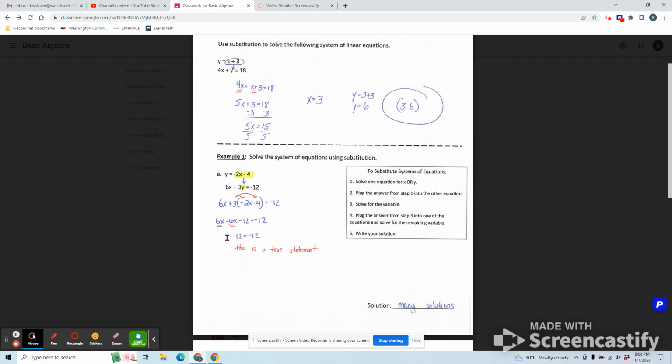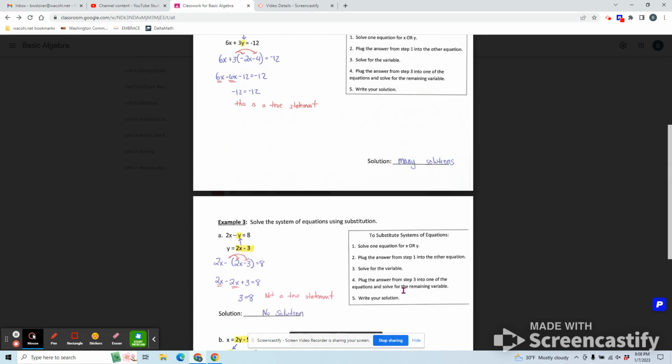So I get negative 12 equals negative 12, and I think to myself, is that a true statement? Yeah, that is a true statement. Negative 12 does equal negative 12. So because this is a true statement, my solution is many solutions. Remember, graphically, that means that these two lines are the exact same line. Okay, that's what many solutions is. Any x or y value that you pick will make both equations true.